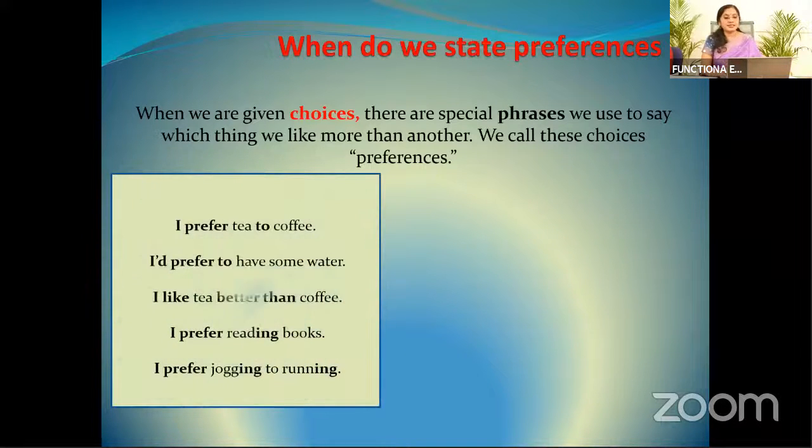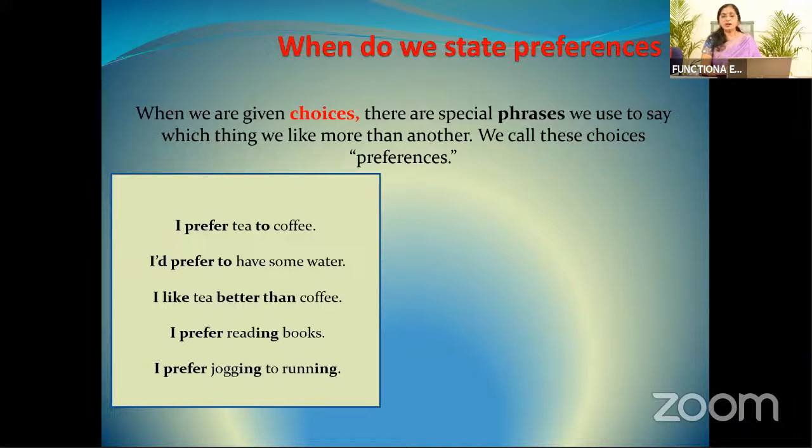Take a look at these sentences. I prefer tea to coffee. What does that mean? I like tea more than coffee. I would prefer to have some water. This is an answer when somebody says, I want some water. I perhaps don't want a soft drink or a coffee. I like tea better than coffee. Of the two, again, tea or coffee, I like tea. I prefer reading books.